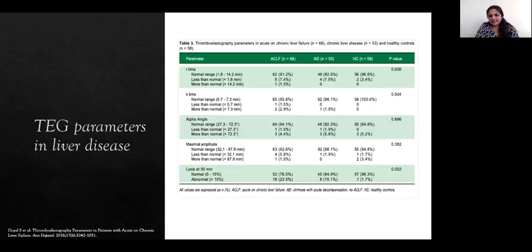This is a busy slide, and I'm not going to go into details with this. I just wanted to mention it here in case any of you are interested in knowing what we know about the parameters in acute and chronic liver failure. Like I said, I rely more on the TEG tracing rather than the parameters per se.